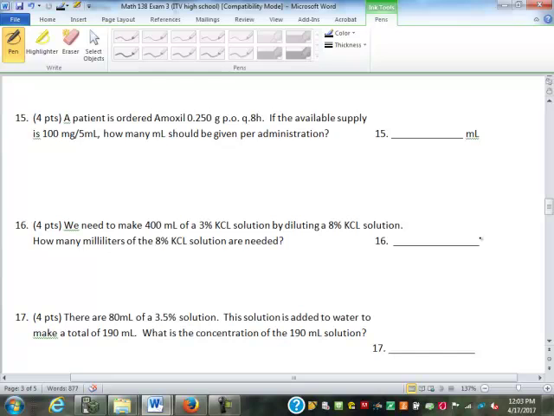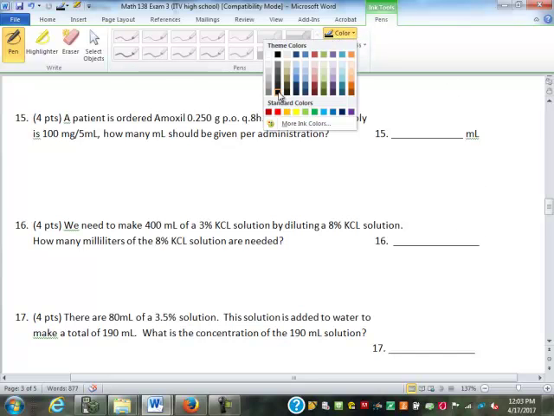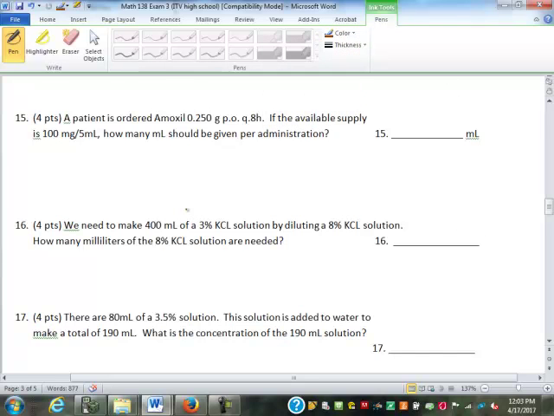Okay, on to page 3. Patient is ordered Amoxil 0.25 grams every 8 hours. If the available supply is 100 milligrams per 5 milliliters, how many milliliters should be given per administration?